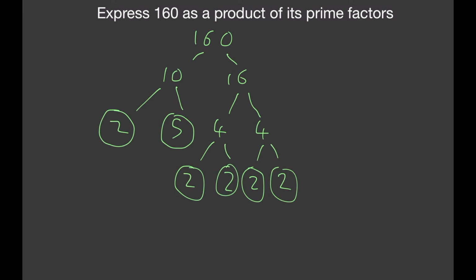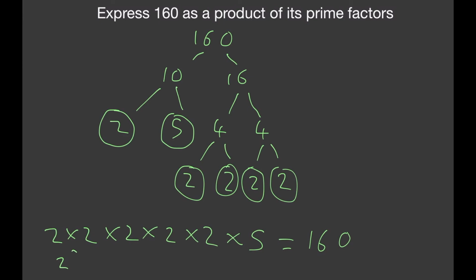And then what we'll do is we'll multiply all of these up. So 2 times 2 times 2 times 2 times 2 times 5 will give us 160. Or we can rewrite this as 2 to the power of 5 times 5, which will give us 160.